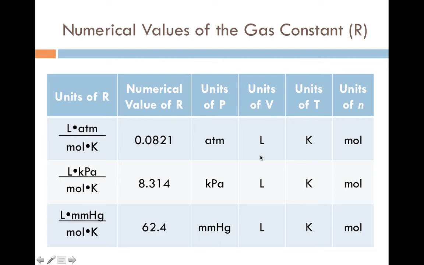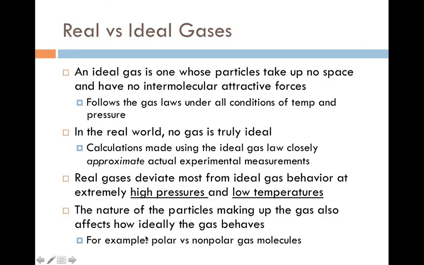Now, one thing: if you're going to use R, the units have to be these units. You're used to using moles, you're used to using Kelvin. Here, though, the volume has to be in liters, only for this gas law. What changes the value of R is the pressure unit. If the pressure is in atmospheres, this is the R value you use. If it's in kPa, this is the R value. If it's in mmHg, this is the R value.